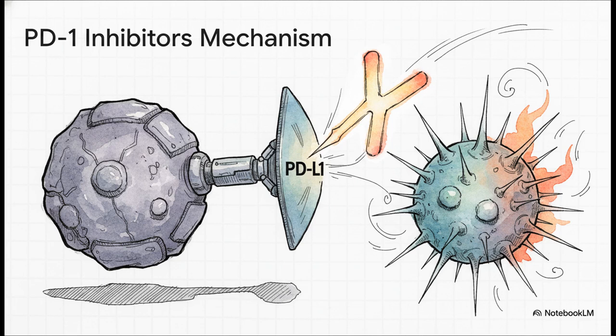A. Direct cell lysis. B. Blocking the off signal to reactivate cytotoxic T cells. C. Bone marrow suppression. Or D. Artificial growth hormones. The answer is B.